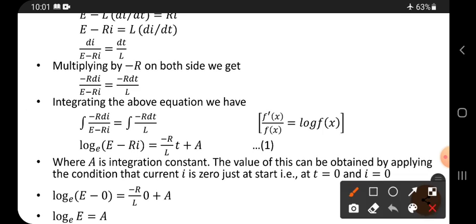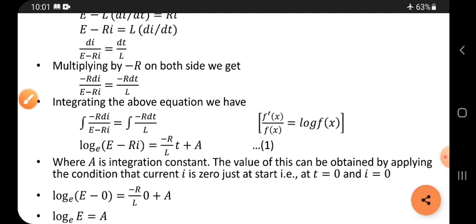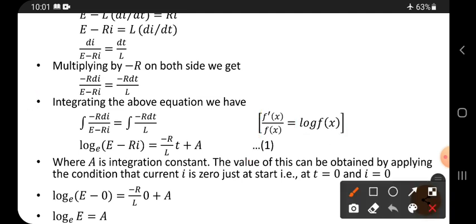Integrating, then what happens? There is one formula for integration: the integration of f dash of x by f of x is simply written as log of f of x. So whatever is present in the denominator, you have to write here. So what is f of x? Its differentiation must be present in the numerator, then only it is written as log of f of x.